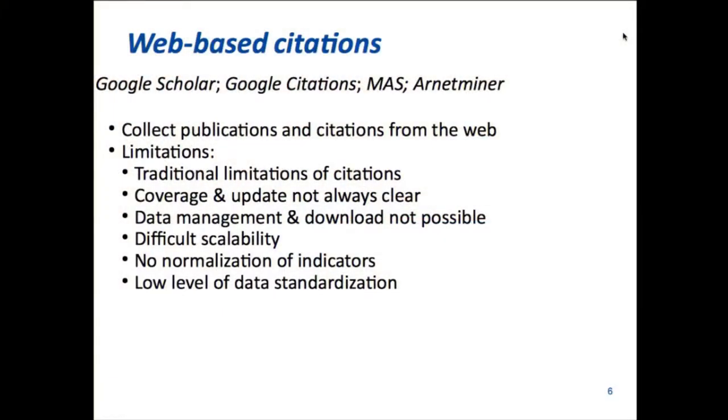Well, the second group of tools is what we call web-based citations. Actually, we could argue if they are actually Altmetrics, because in fact what they do is collect publications and citations from the web. Also, this difficulty in scalability makes the normalization of indicators difficult, because then you cannot establish reference values for, for example, disciplines.